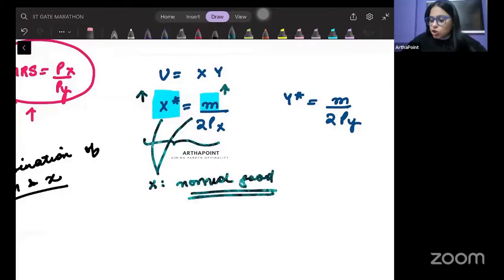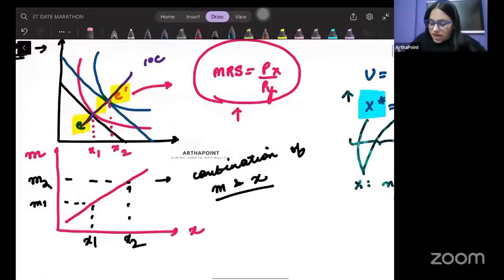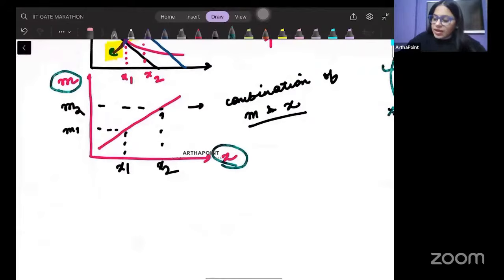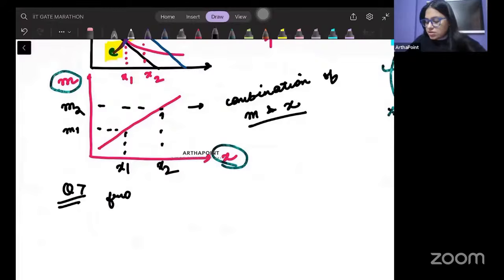Because as your income is increasing, your demand is increasing. Now just think about it. Suppose I have income here and I have X here. And in the question, they ask in the exam, find the slope of the Engel curve.